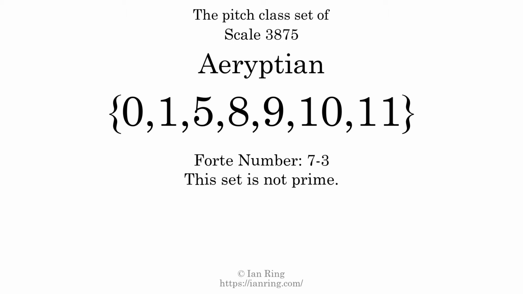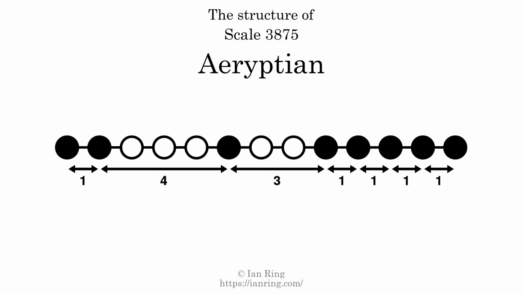The forte class is 7-3. This set is not prime. The structure of a scale is a description of the interval distance between each successive tone. This scale has a structure of 1 4 3 1 1 1 1.